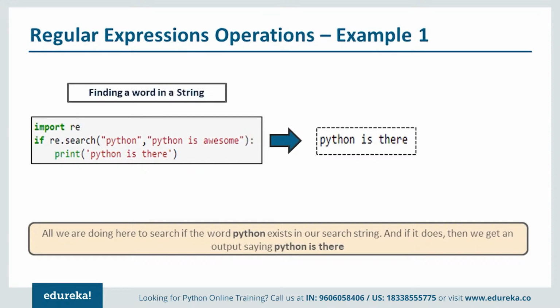Now let's talk about the first example. Here we are just trying to find a particular word in a string. We want to search for the word Python in this string. I'm using a module called re. With re.search, I'm trying to search for the word Python in the string "Python is awesome". Once that is done, I run a print statement saying Python is there. So I'm just trying to find out whether the word Python is present in the string or not.